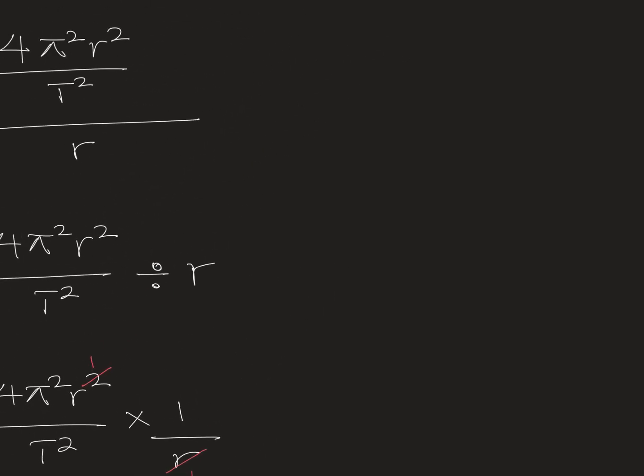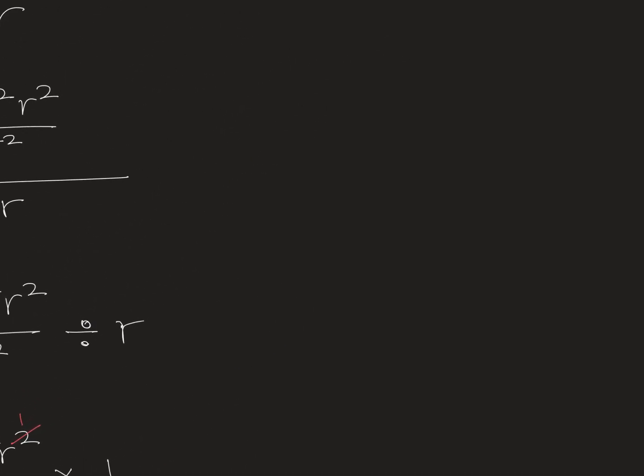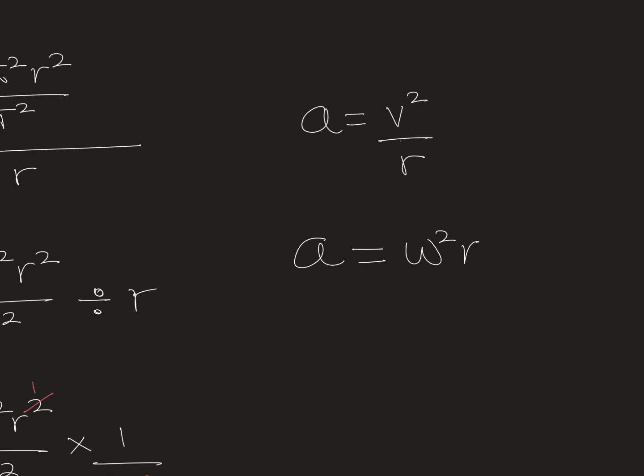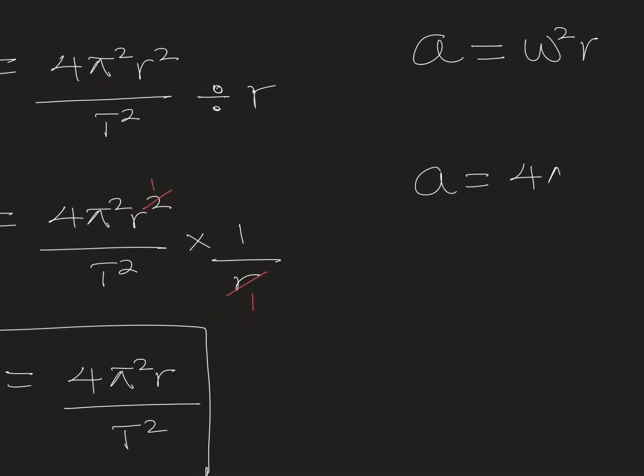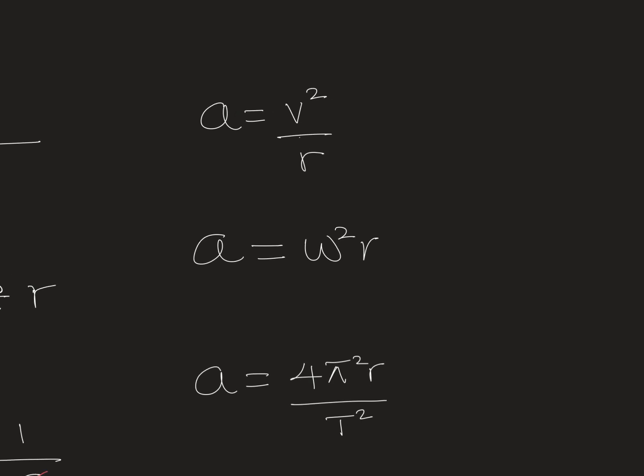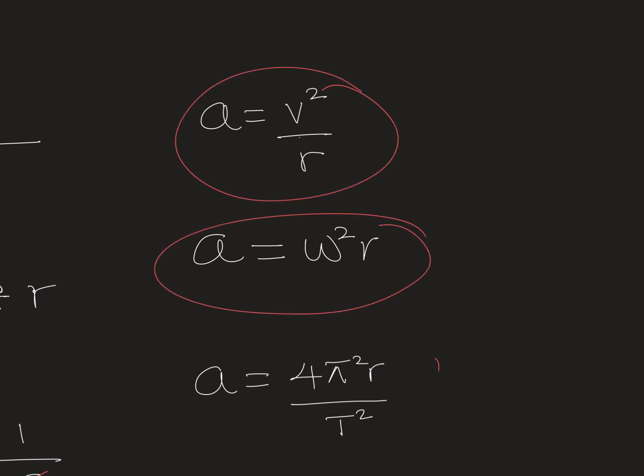So in summary, centripetal acceleration can be V squared divided by R, centripetal acceleration can be omega squared R, or centripetal acceleration can be 4 pi squared R divided by T squared. So these are the formulae that you can have for centripetal acceleration. Okay?